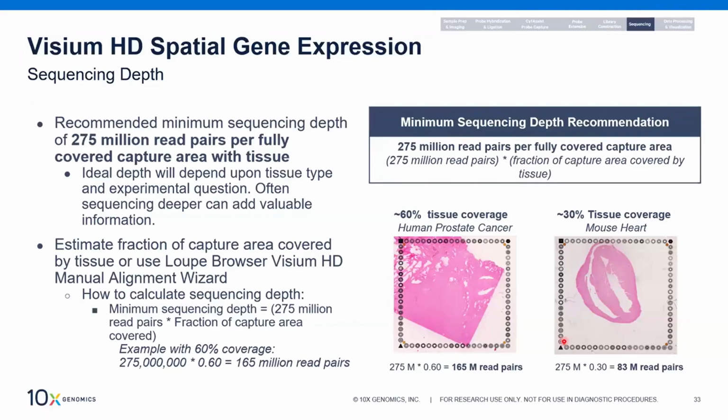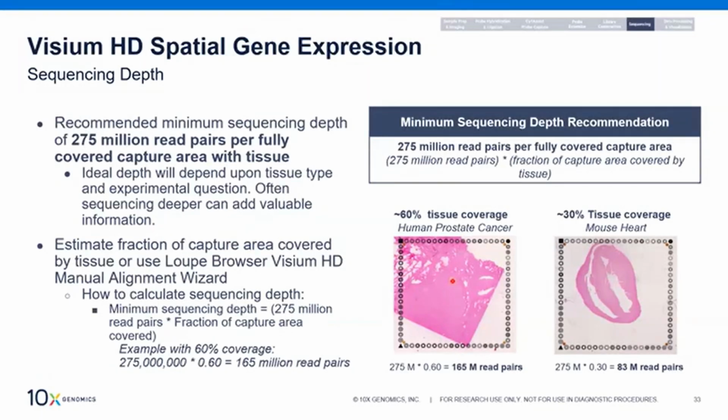So what we say here, the recommended minimum sequencing depth is 275 million read pairs per fully covered capture area. So basically, if you imagine that this whole area is completely covered by tissue, you would count 275 million read pairs as the recommended minimum. The ideal depth will, of course, depend on your tissue type and what kind of experimental question you have. Sequencing deeper can add valuable information a lot of times. But naturally, you will not always have the entire capture area covered.